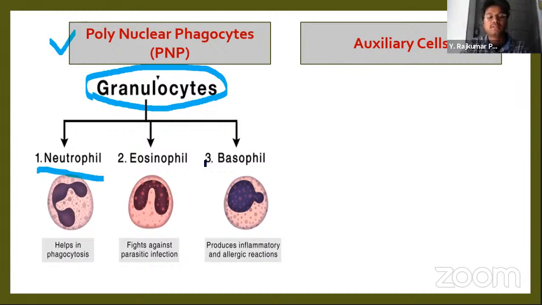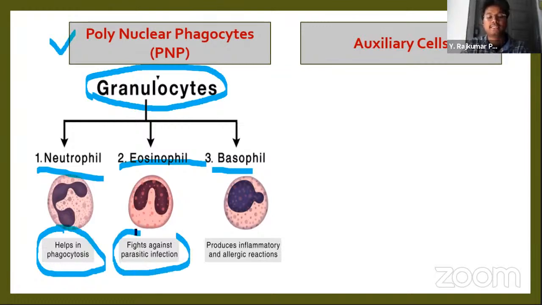See here, the neutrophils, eosinophils and basophils. Neutrophils help in phagocytosis. Okay, yesterday we studied that. And eosinophils fight against parasitic infection. About parasites, you have studied last year in the Biology in Human Welfare chapter. There you have seen different kinds of parasites like protozoan, helminthic, and arthropod organisms or creatures which harm the body and create a disease in us. Basophils produce inflammatory and allergic reactions.